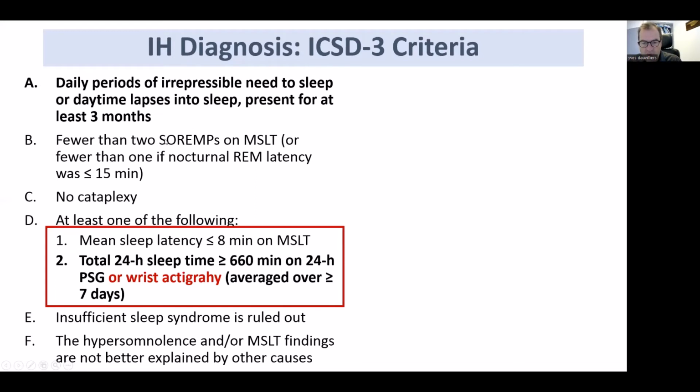Less than 2 SOREMPs on the MSLT, no cataplexy, MSLT below 8 minutes, or long sleep duration, about 20 hours of recording, and 11 hours. So mostly 10 during the night and 1 hour during the day. But they accept wrist actigraphy over 7 days. But for me, it's not enough. I will come back to that. You need to exclude sleep deprivation and other conditions that may explain the complaint.